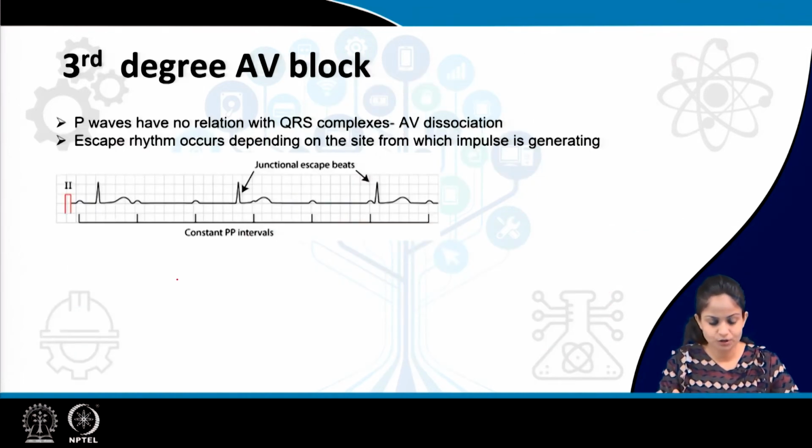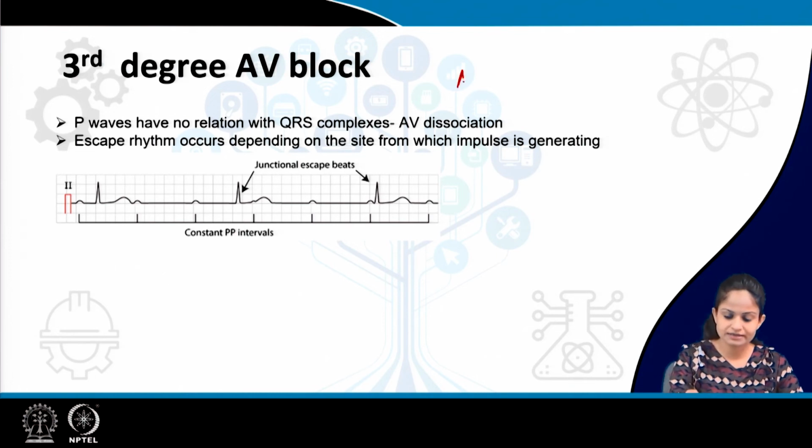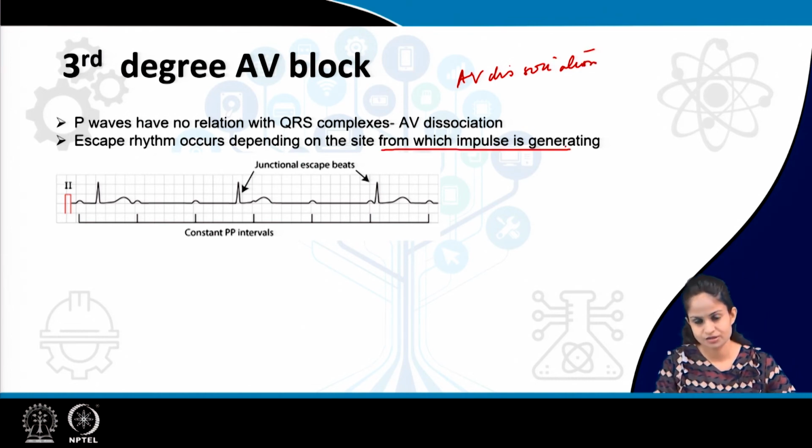Now, third degree AV block. In third degree AV block, we see no relation between the P waves and the QRS complexes. The atria and the ventricles will beat at their own rhythm. There will be electrical dissociation between the atria and the ventricles, and this is known as AV dissociation. The escape rhythm occurs depending on the site from which the impulse is generated.